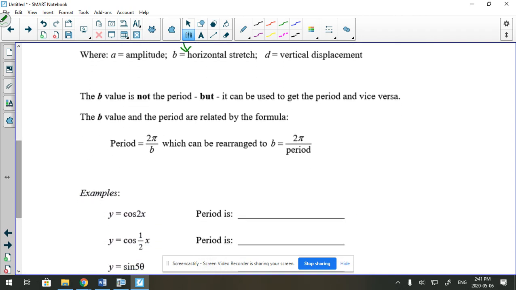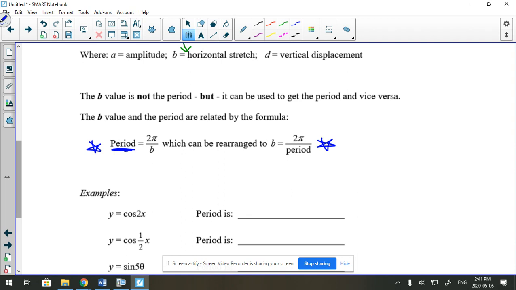On your formula sheet, you have one of these formulas. I don't know if you have both of them. Your B value is closely related to your period. It's not the period of your graph though, so that's the biggest mistake people make, they just pop it right in there. They're closely related, but they're not the same. If you have your B value and you want to find the period of your graph, so you can draw your graph, you're going to use this to figure out what the period is.